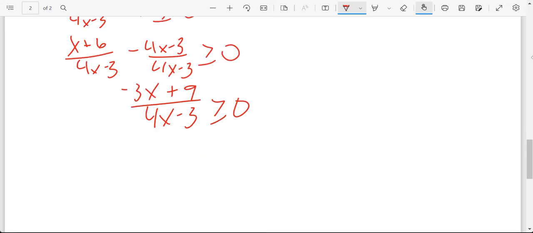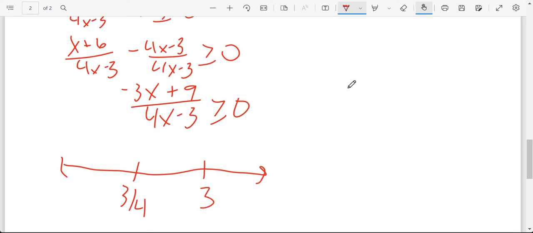Now with our number line, its values will make either the numerator or denominator 0 when you have rational functions. What makes the numerator 0? That's 3. What makes the denominator 0? 3 over 4. If you don't believe me, just set the numerator equal to 0. You get 3. Set the denominator equal to 0. You get 3 over 4.